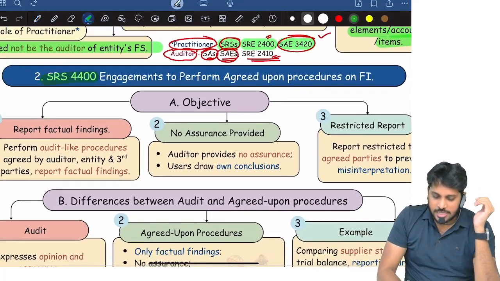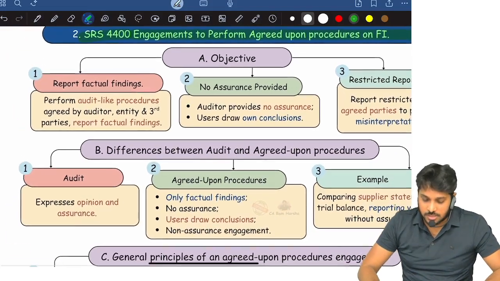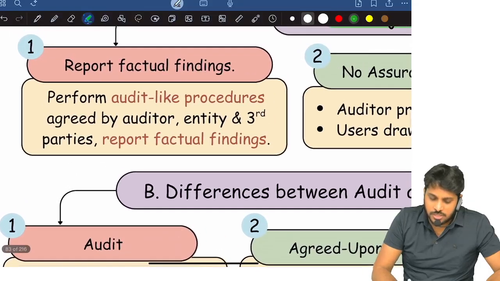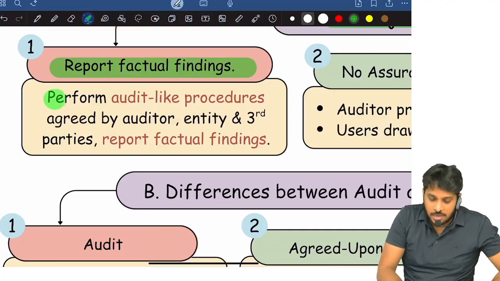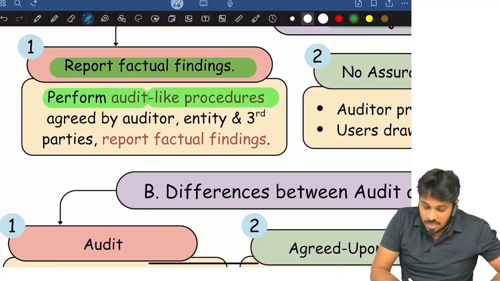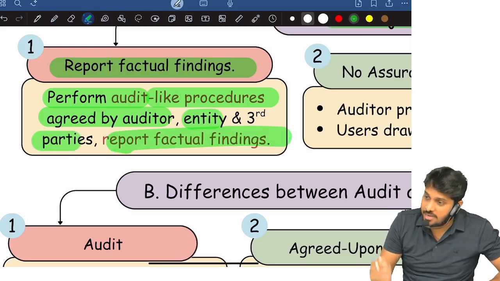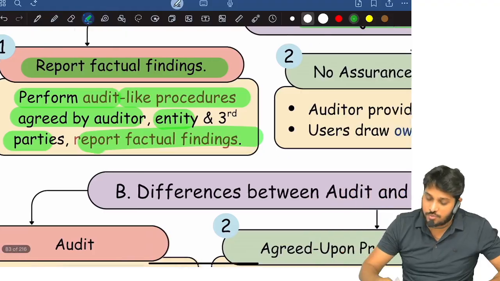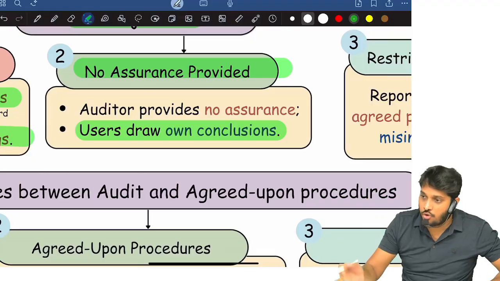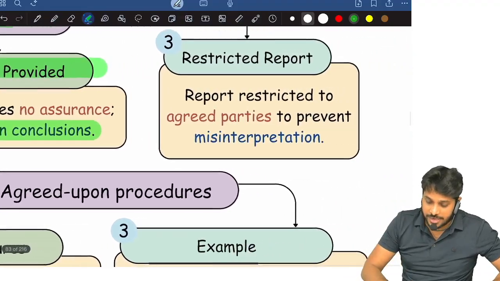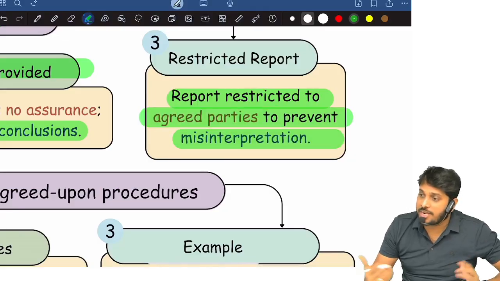Now, what is SRS 4400? Engagements to perform agreed upon procedures. What is the objective of an agreed upon procedure? It is only reporting factual findings. We only report findings. That's it. We perform audit-like procedures agreed by the auditor, the entity and a third party, where we ultimately report factual findings. No assurance is provided. Users will draw their own conclusions based on the report that we are providing. The report is generally restricted to the agreed parties to avoid misinterpretation.